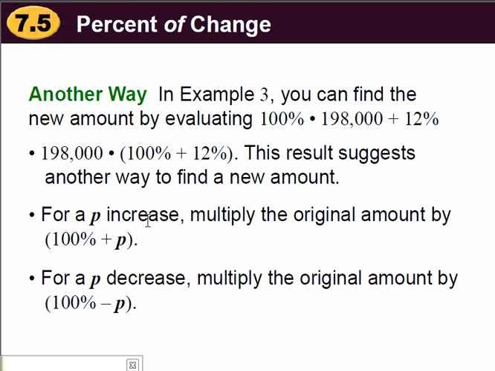For a P increase, you multiply the original amount, which would be 100%, plus P, the percent of increase. For a decrease, you're going to multiply the original amount by 100% minus P. So in this case, we had 100 plus 12% because it was an increase. If we were decreasing, we would multiply by 100 minus, say, 12%. So that would be 88%. So you would have whatever your original amount times 88% to reflect that decrease. Go ahead and take time to write this down.